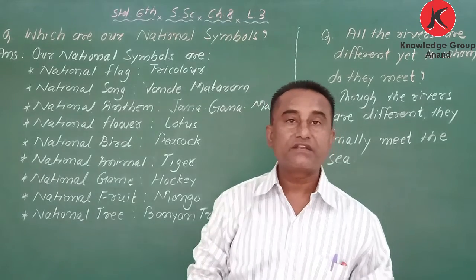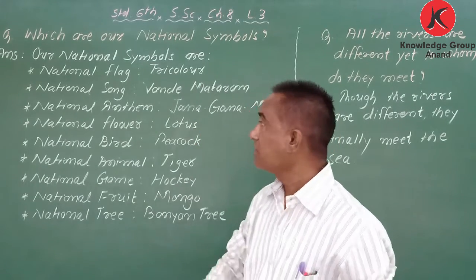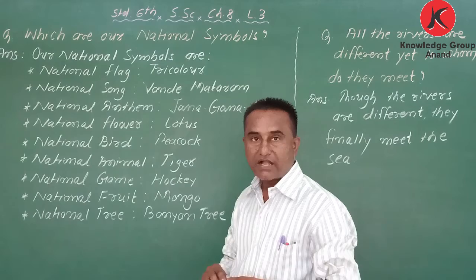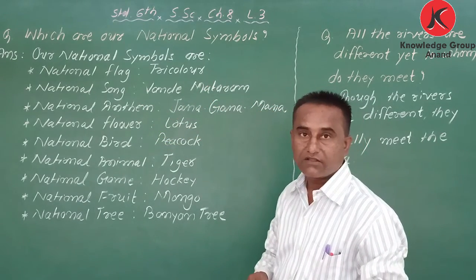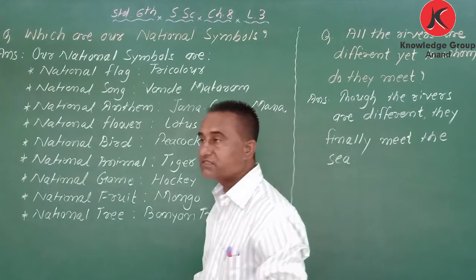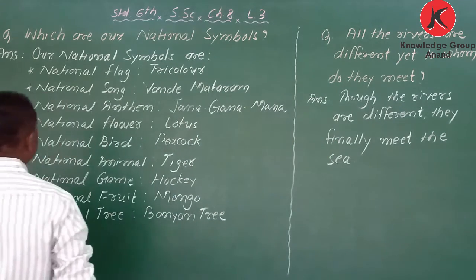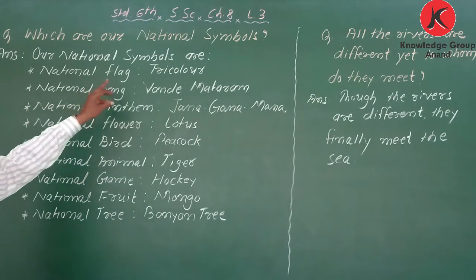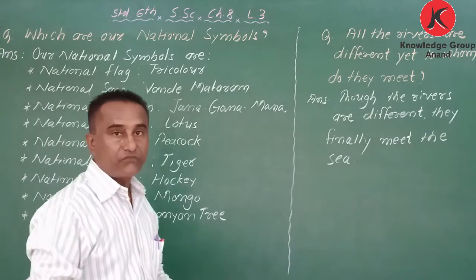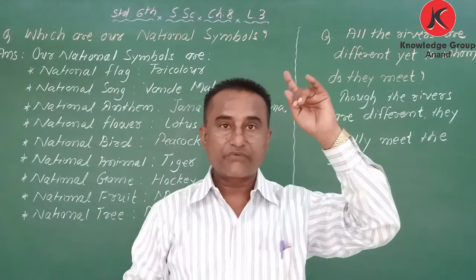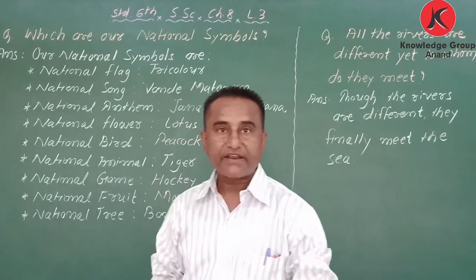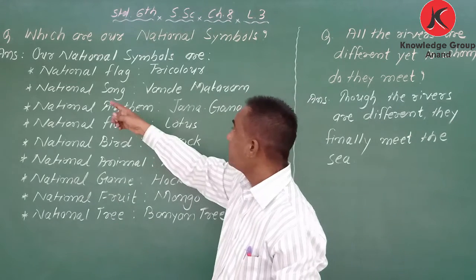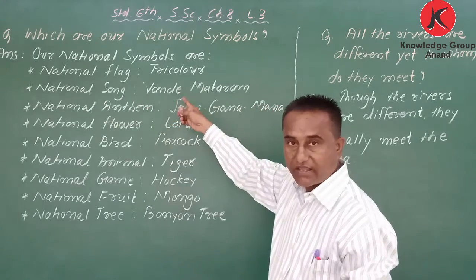Which are our national symbols? I have written here some answer. Okay, our national symbols are. Number one, we can consider national flag. National flag means tricolor flag. Okay, saffron, white, and green. So our national flag, tricolor flag.